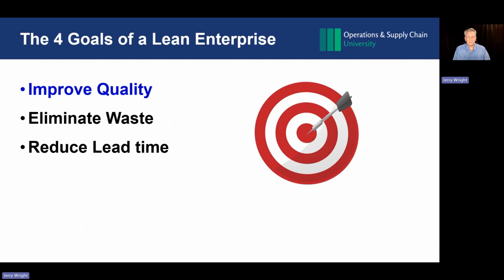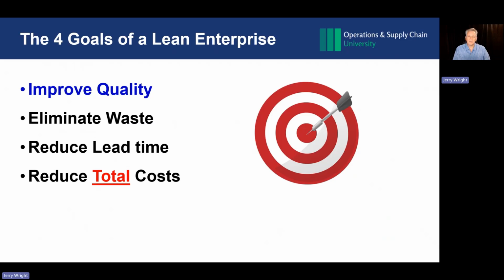Next, we want to reduce lead time. Think of lead time as when I've placed an order for something to when I receive it. It includes the work time, the waiting time, the delay time, the shipping time, transit, and everything. Lead time is always the longest time.